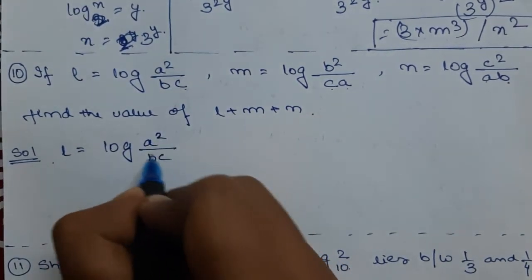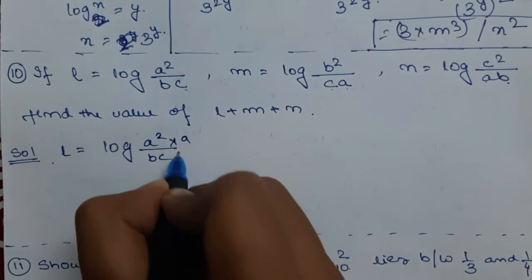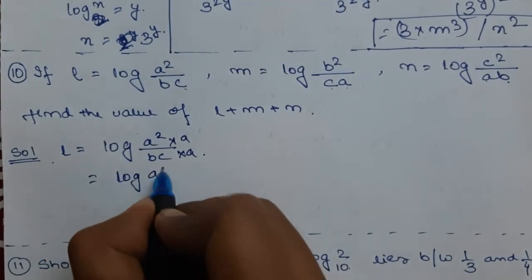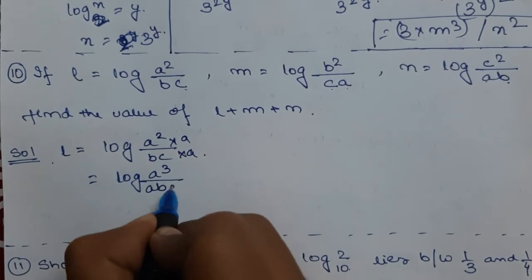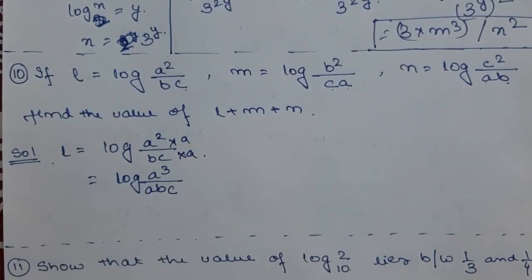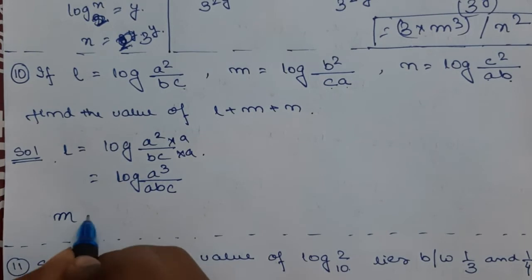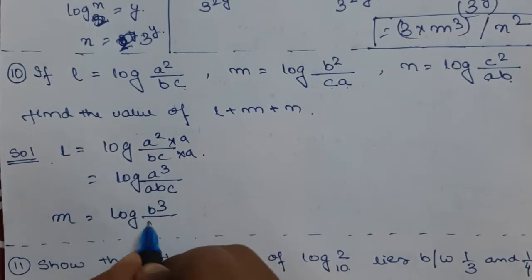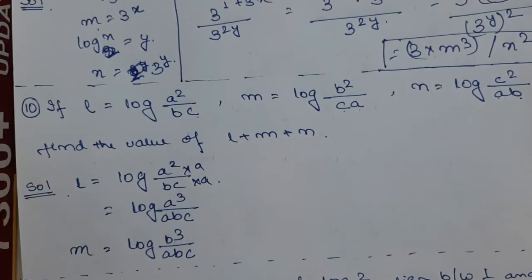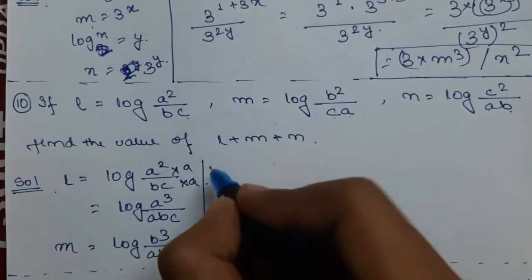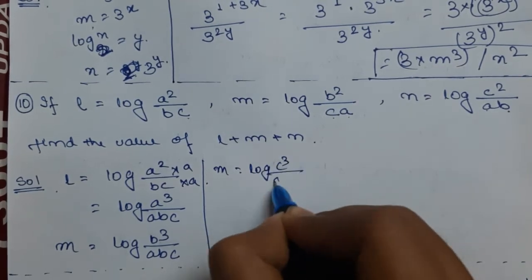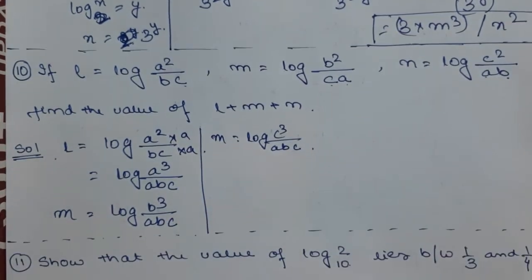Here it is like this. We are multiplying and dividing by A here. So what is the result now? Log of A cube by ABC. I think there is no problem. Similarly, for the M value, it will become log of B cube by ABC. And similarly, for the N value, it will change to log of C cube by ABC. I think there is no problem.